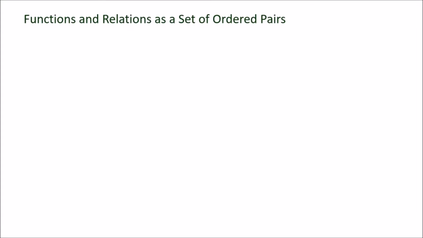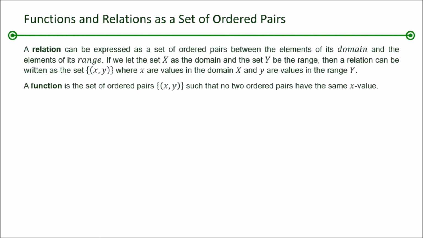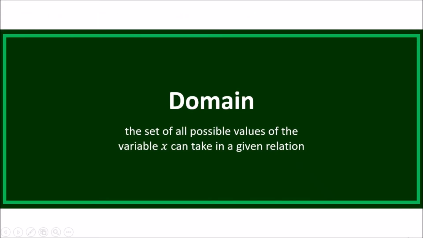Functions and relations as a set of ordered pairs. A relation can be expressed as a set of ordered pairs between the elements of its domain and the elements of its range. Let's try to define what a domain and a range is. A domain is the set of all possible values the variable x can take in a given relation, while the range is the set of all possible values the variable y can take in a given relation.